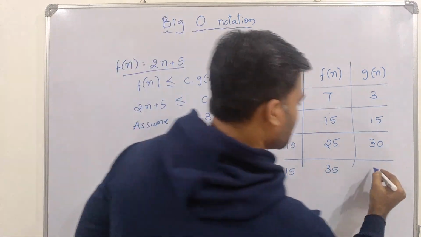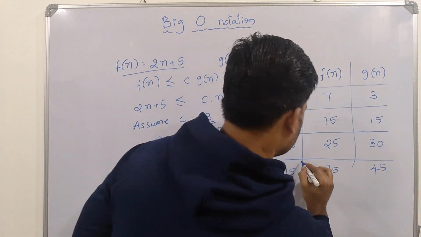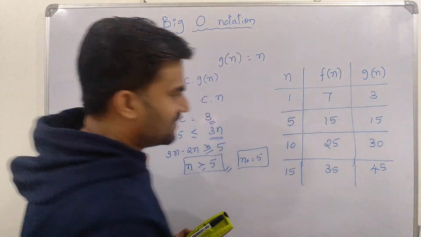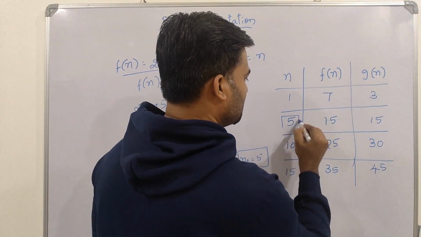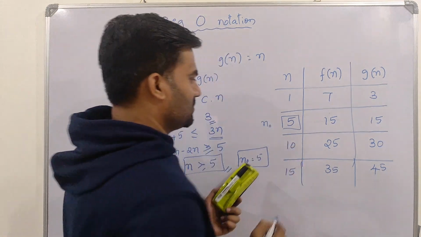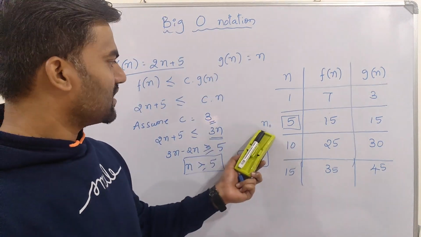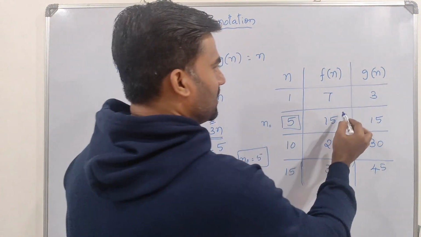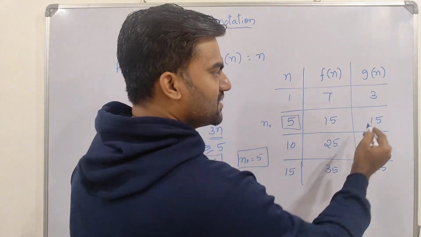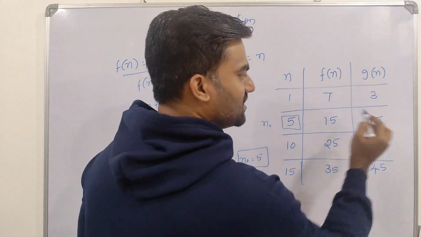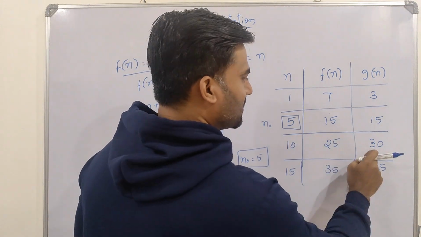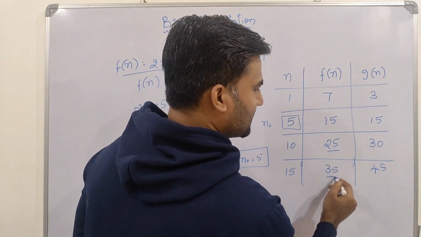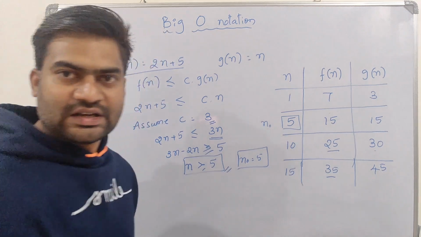And 15 3s are 45. So with this table only, we can understand at this value, this is n naught. For all the values greater than n naught, this f of n will always be less than or equal to g of n. We can see that here at 5 they became equal. After that, everywhere it is less than g of n.